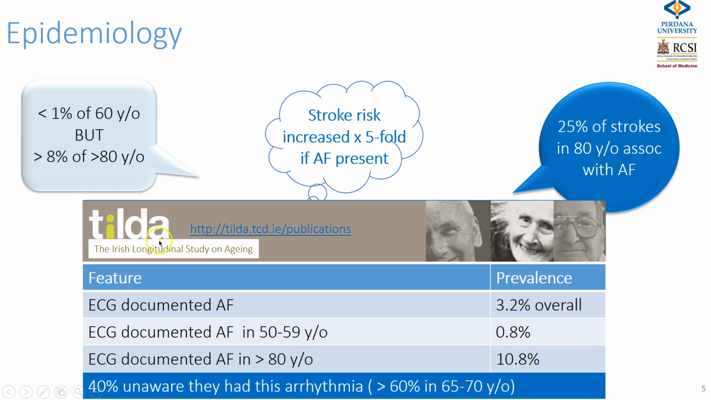TILDA is the Irish Longitudinal Study on Aging, which is an ongoing cohort study, and this has looked at atrial fibrillation among other things. What it showed is that the prevalence overall of atrial fibrillation documented by an ECG was 3.2%. This is much less, however, in those under 60, but significantly higher in those aged 80 and over. And of interest, 40% of those who actually had atrial fibrillation were completely unaware of it, and this figure was greater in those aged 65 to 70. Clearly, this is a big challenge for us in terms of patient education and awareness.